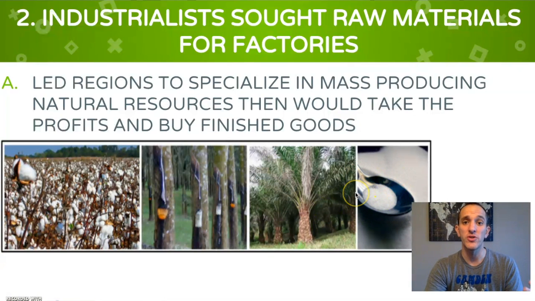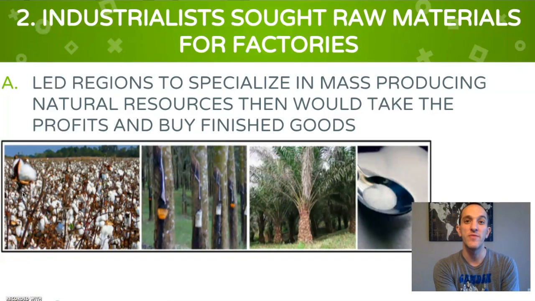We also need sugar, which is a supply of something that we've always needed for food and is a very profitable thing. So these industrialists who are working in these factories are really seeking out these raw materials for the factories. And what it's going to lead to is areas around the world who are going to start specializing in producing these resources, and really these resources alone, where they'll take the profits from the cotton, for example, in India, after selling them to the British, and then they will try and buy finished goods from the British.